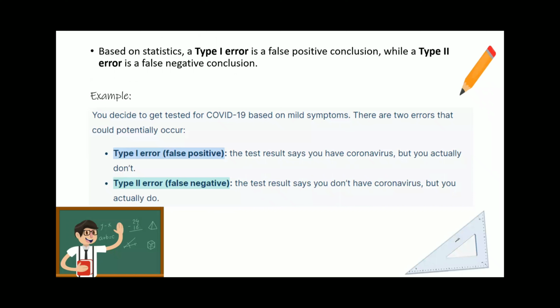One of the real-life examples would be you deciding to get tested for COVID-19 based on mild symptoms. There are two errors that could potentially occur. Type 1 error, false positive: the test result says you have coronavirus, but you actually don't. Type 2 error, false negative: the test result says you don't have coronavirus, but you actually do.